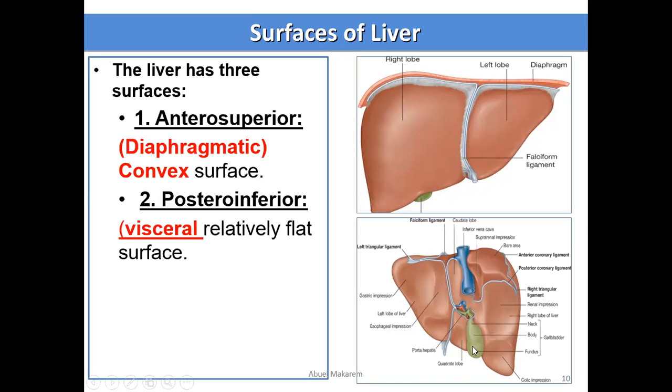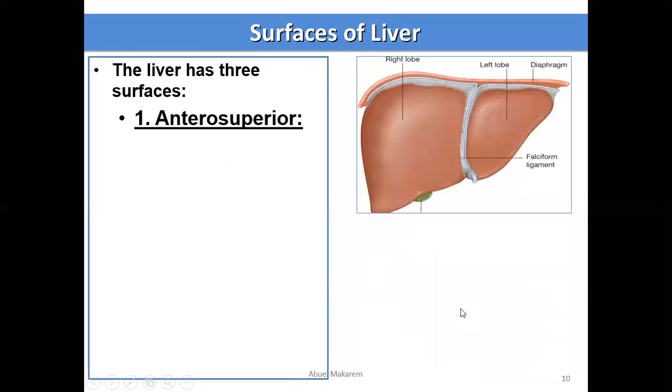Now, if you see here, this is the gallbladder. This space where the gallbladder is sitting is called as the fossa for the gallbladder. This part is called as the porta hepatis, and this is the space for the inferior vena cava. These are the smaller bare areas, as we studied before.